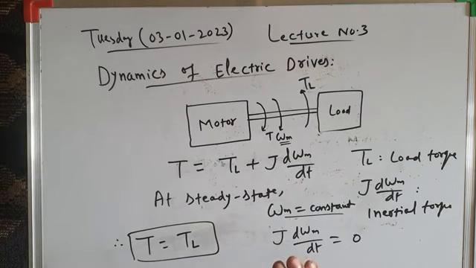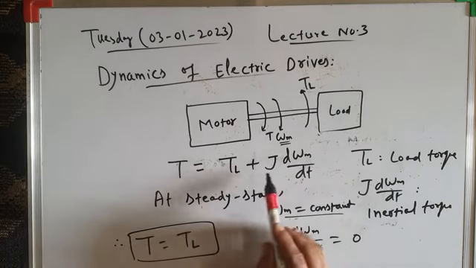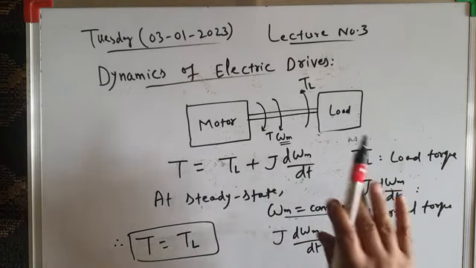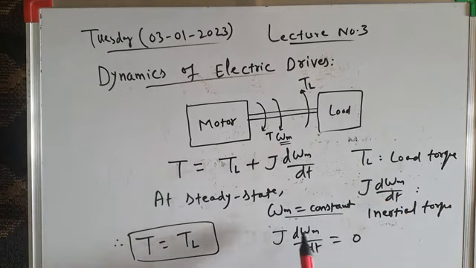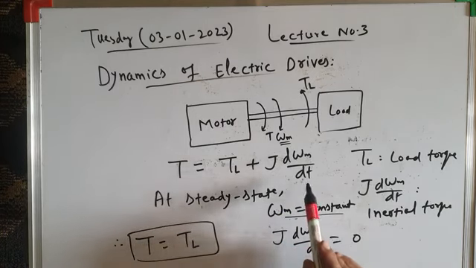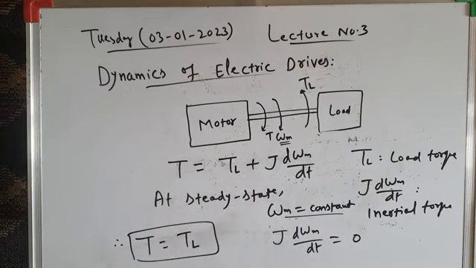When the system accelerates, T is given by TL plus J d omega m by dt, and once the system reaches its steady state condition and the load runs at constant speed omega m, then the motor has to develop a small amount of torque which is equal to TL. So during starting, the torque developed by the motor is large. It is TL plus J d omega m by dt, which causes acceleration of the system. And finally at steady state, the motor has to develop a small torque which is equal to load torque TL.